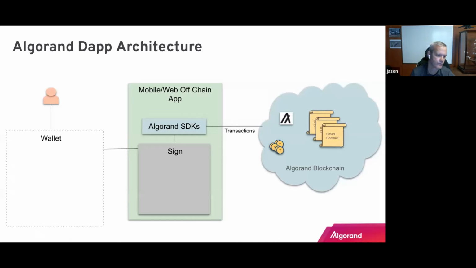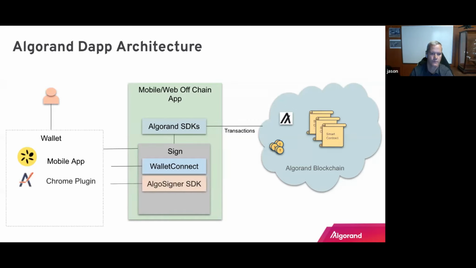If you're using that approach, you have a couple of different options. First, you can use the Wallet Connect JavaScript library in your app, and that allows you to present barcodes for people to sign transactions with the Pera mobile wallet, which is the primary mobile Algorand wallet out there. Then you can also use the AlgoSigner SDK. This is basically a Chrome plugin, functions a lot like MetaMask, if you're familiar with that, and it allows users to sign transactions and manages the keys inside that plugin.